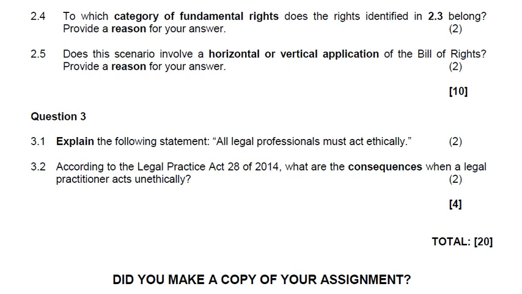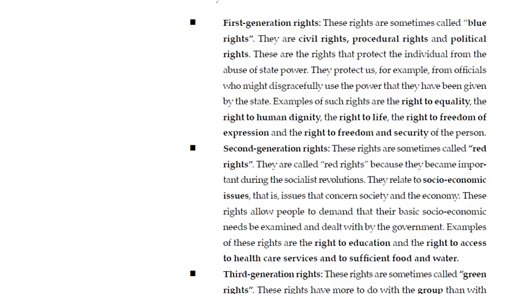2.4. To which category of fundamental rights does the right identified in 2.3 belong? Provide a reason for your answer. Okay, guys, this is on page 173 of our study guide. I think I forgot to mention the page earlier. First generation rights. These rights are sometimes called blue rights. They are civil rights, procedural rights, and political rights. These are the rights that protect the individual from the abuse of state power. They protect us, for example, from officials who might disgracefully use the power that they have been given by the state. Examples of such rights are the right to equality, the right to human dignity, the right to life.